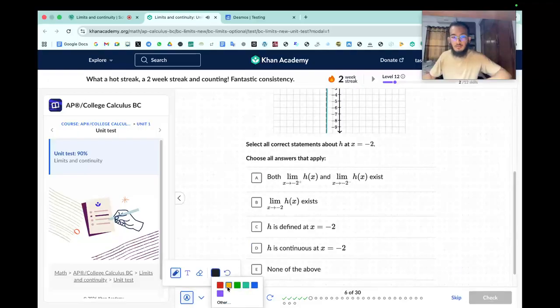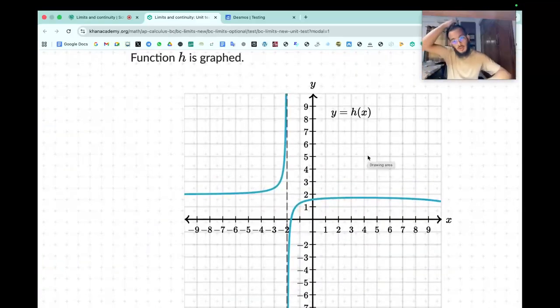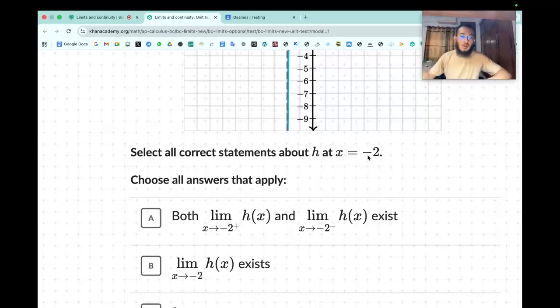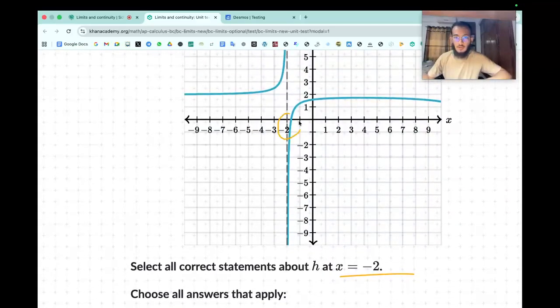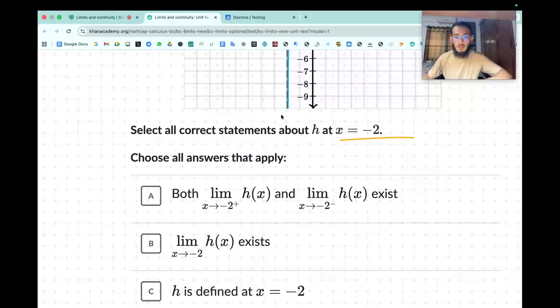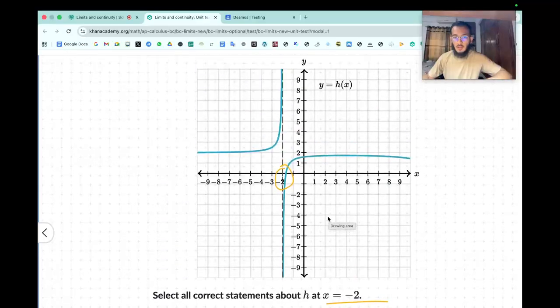Next question. Function h is graphed. Select all correct statements about h at x equals -2. So x equals -2 here. What happens? Both the limit of h(x) as x tends to -2 from the positive side and the negative side exist.